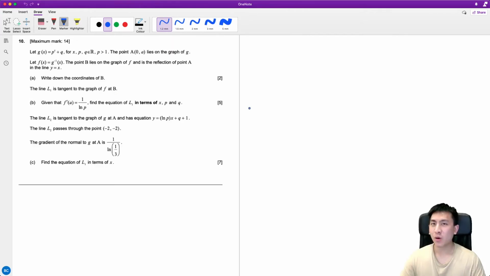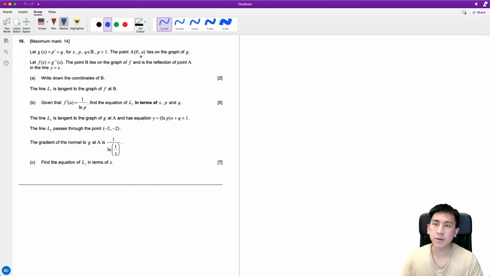Okay? All right, question 10, which is the last question. So it's supposed to be the hardest, but we'll see. It's also a 14 marker, so we'll see. So, okay, so you're given a function g(x), which is an exponential function, all right? Because p and q are both real, and p is bigger than 1, right? So it's going to be an exponential function.